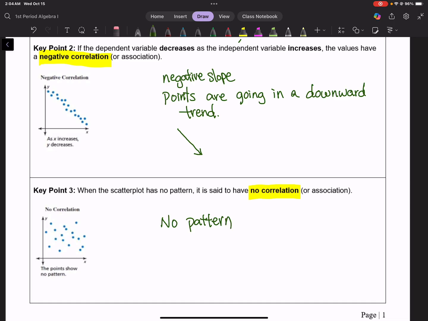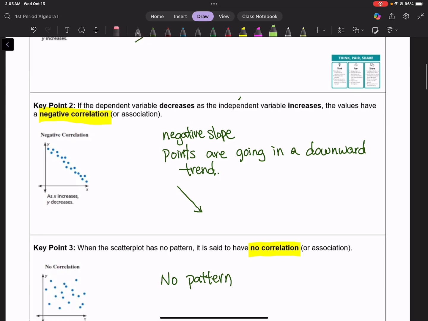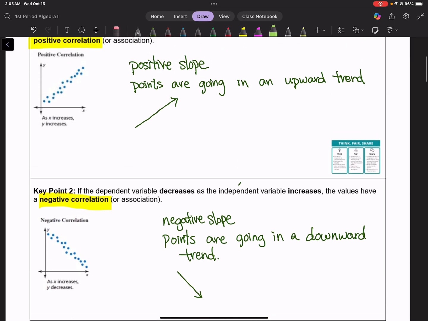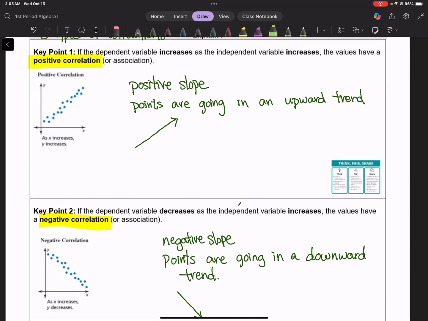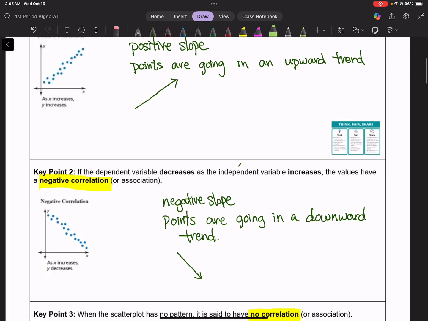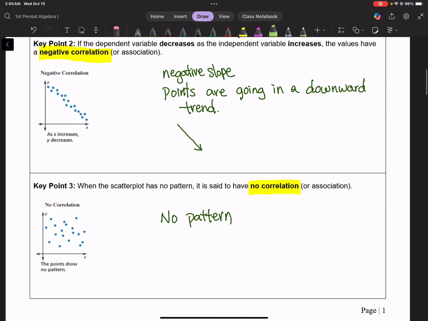And then points are randomly all over the graph. It's like you take a handful of confetti and you throw it up, wherever it lands. That would be no correlation. So there's no pattern. Dots are all over the place. So these are my 3 types of correlation. You can either have the points going up, which is a positive correlation. You can have the points going down, which is a negative correlation. Or you just have no correlation at all. Like you can't see any patterns happening.